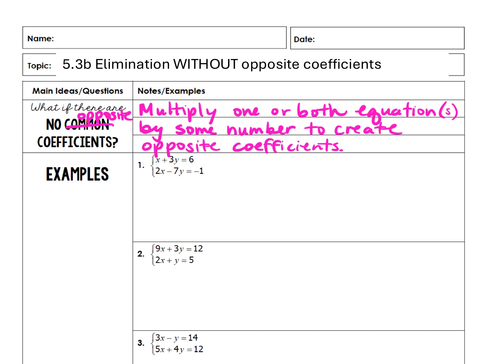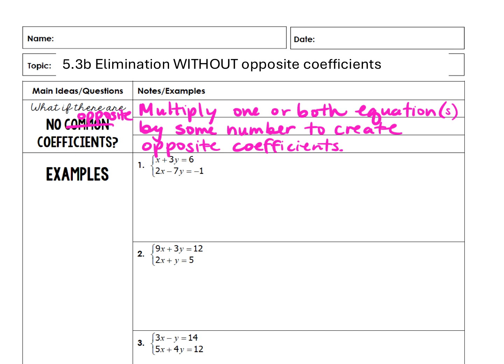Okay, remind me what a coefficient is. It's the number in front of your variable, right? So we want those to be opposites of each other so that we can add the two equations together.